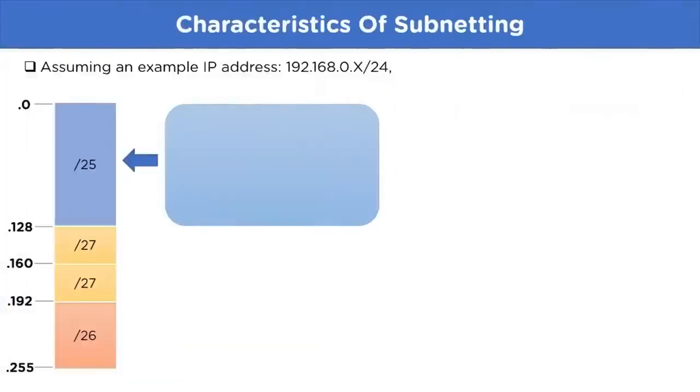In this example, we are assuming an IP address 192.168.0.x with a subnet mask of /24. For this IP address, we have divided it into 4 parts that represent /25, /27, /27, and the last part as /26. Now let's find out the details, that means the attributes for the subnetwork /25.